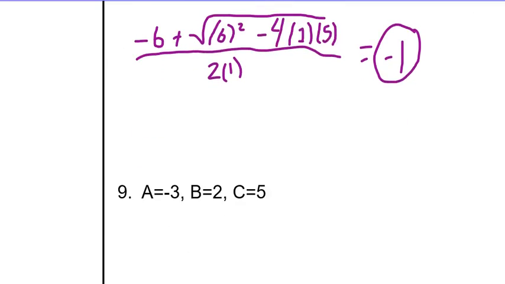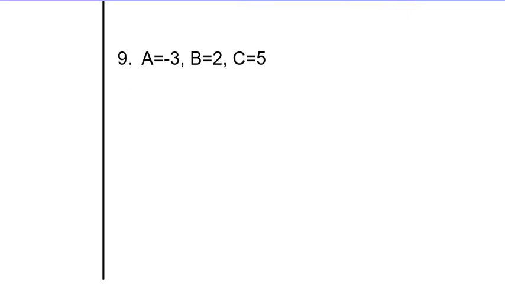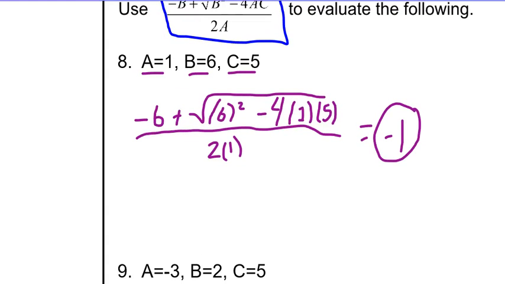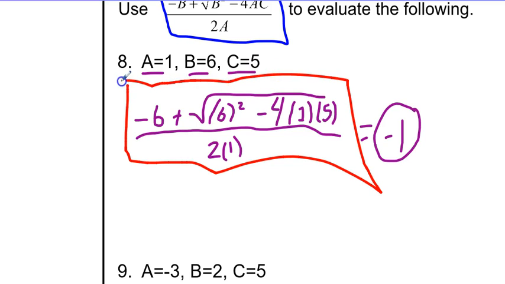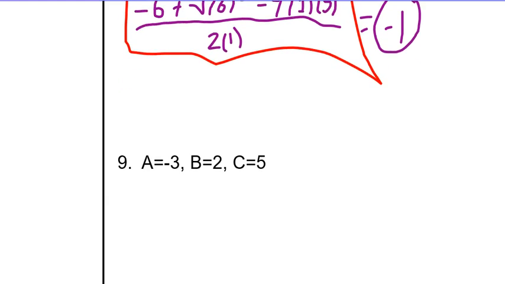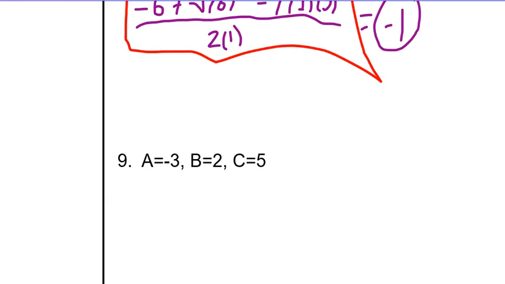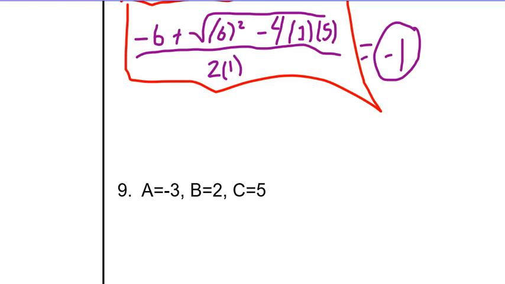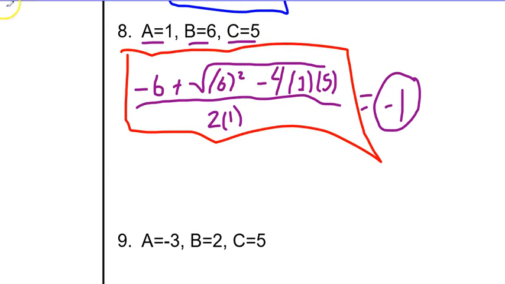Now to make sure you know what you're doing, number 9, try on your own. I want to see the whole thing written out. You need to have this piece written out on your paper. Then you can type everything out to the calculator and see what you get. So pause the video and try it yourself.